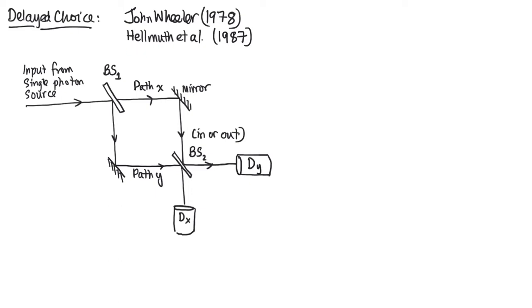Indeed, the experiment by Helmuth et al. in 1987 found that no matter when beam splitter 2 was inserted, there was an interference pattern measured. And conversely, if the experiment was started with beam splitter 2 in place, and then it was subsequently removed, then no matter when it was removed, interference was not observed.